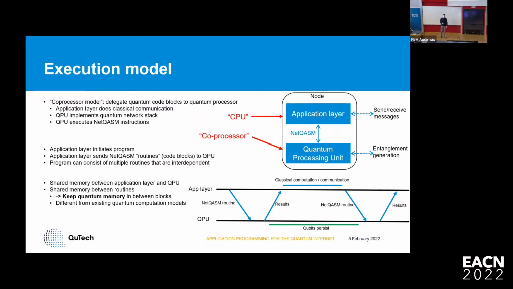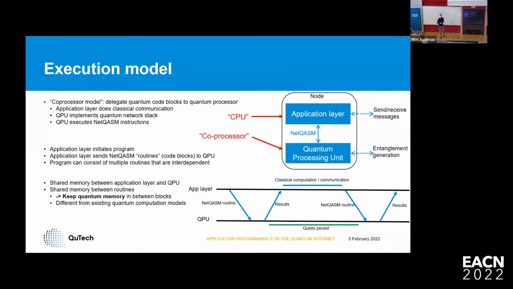So we have this conceptual distinction between the application layer and the quantum processing unit. In our implementation, these are actually two separate physical devices, but they don't have to be. Programs running on a quantum network node have their classical parts run in the application layer, so you can think of it as running on the classical processing unit. This layer is also responsible for using the standard internet to send and receive classical messages. But any quantum-related code is dedicated to the quantum processing unit.